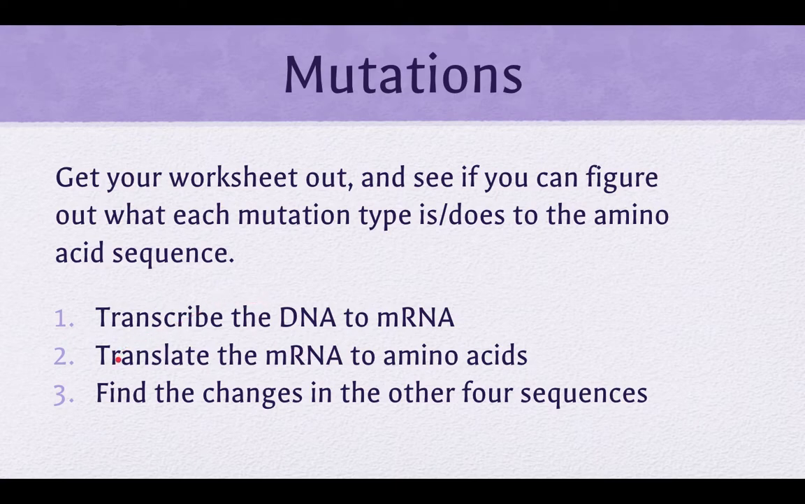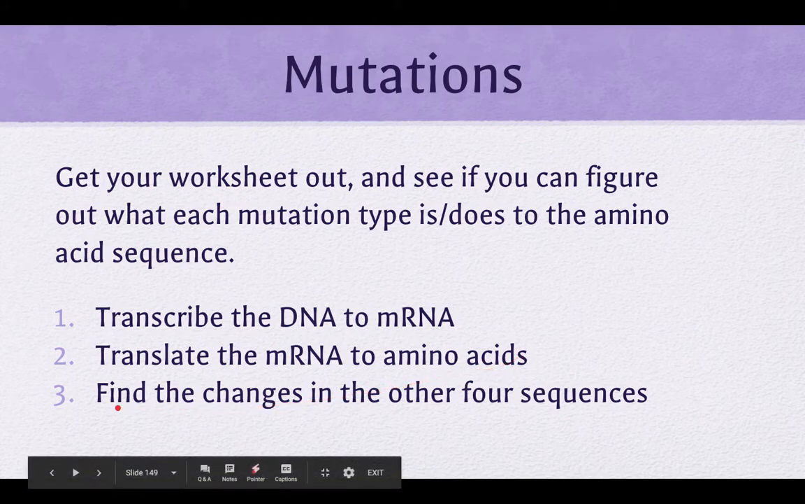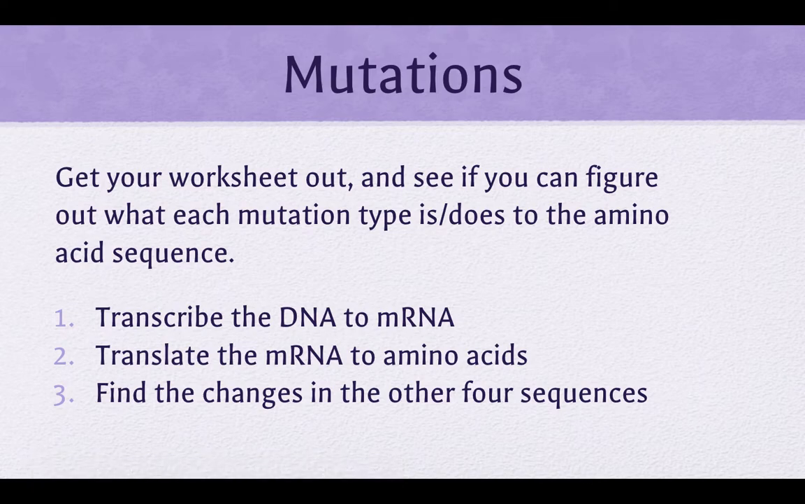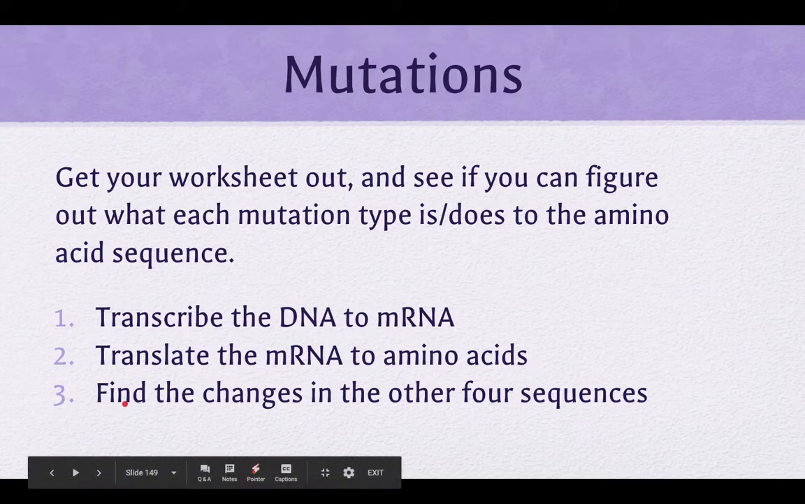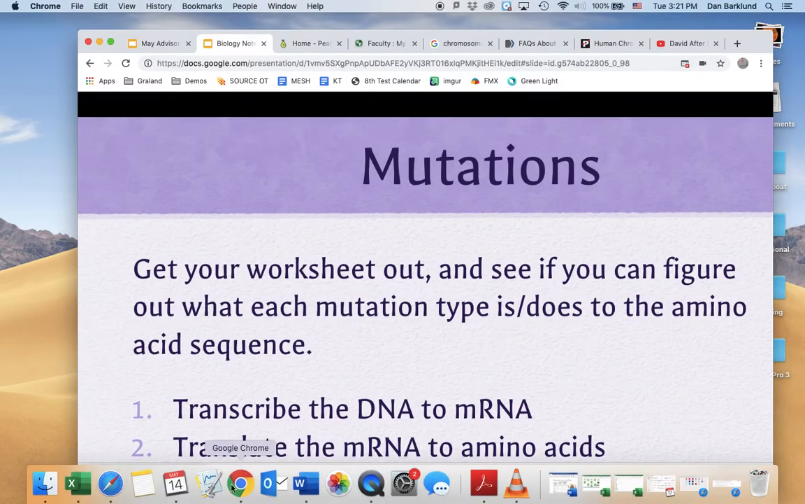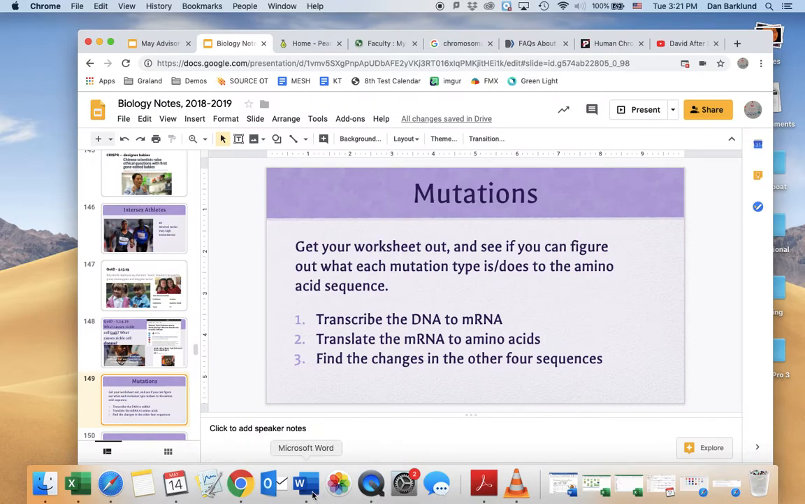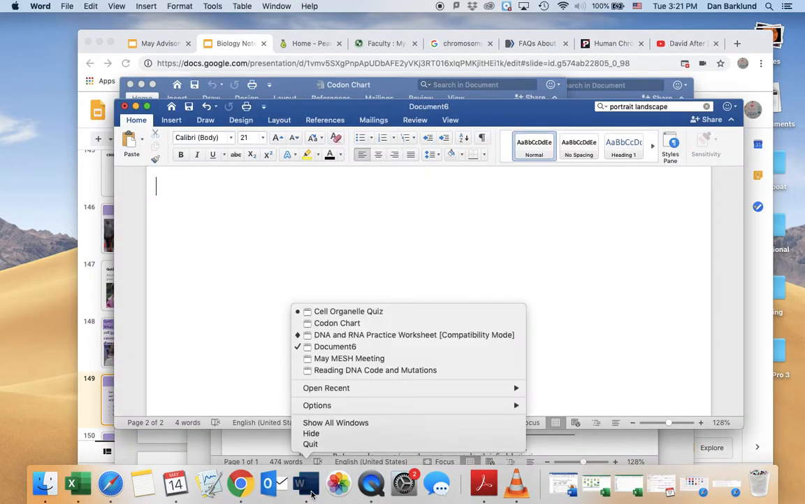The second thing you can do is take that mRNA sequence that you made and turn it into amino acids. And then the final thing you're going to do is there are four mutated sequences. There's a silent mutation, there's a missense, nonsense, and a frame shift mutation. So I'm going to go ahead and walk through that really quick.